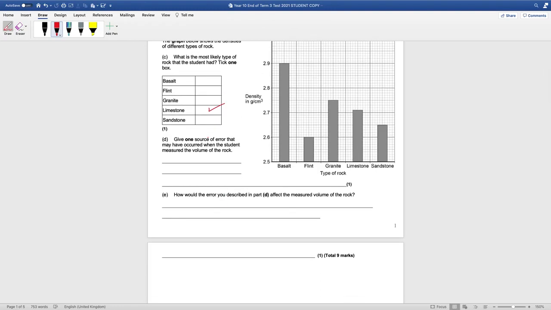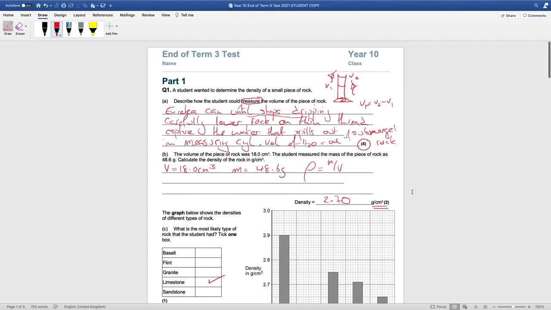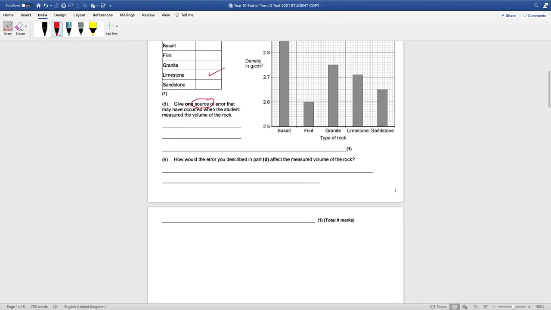Now again, note it says source, not type. So whilst a lot of the time we're looking for systematic or random or zero, never human, that's a type of error, not a source of error. So what's the source of error here? Well, if you talked about getting your eye level with the meniscus up here, if they didn't do that, that would be a source of error. The position of the eye around the meniscus. If your Eureka can was not absolutely full to overflowing, if you didn't overfill it and then wait until the spout stopped dripping, then that would be a source of error.